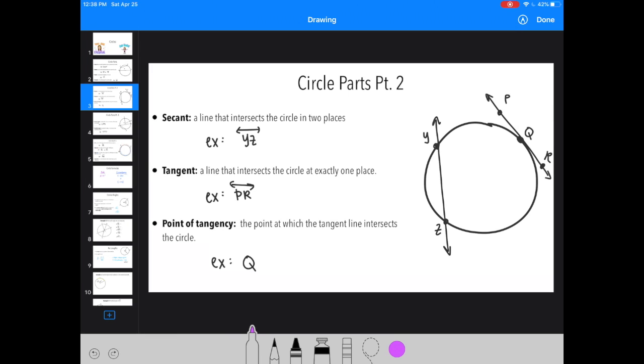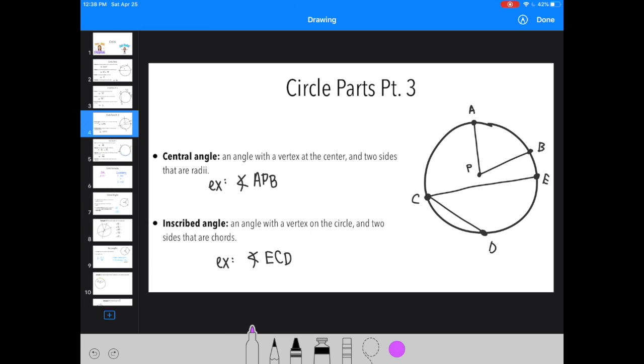If we have a line that's outside of the circle, it's going to be a line that intersects in exactly one place. That's going to be a tangent. And that point where it intersects the circle, in that one spot, that's called the point of tangency. So in our example, our tangent is line PR, and then our point of tangency is Q.